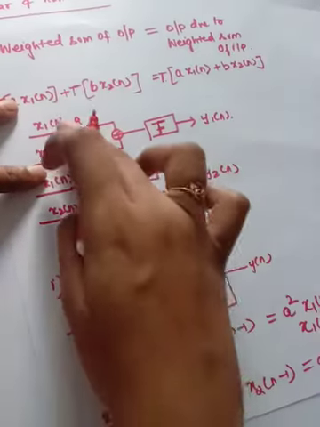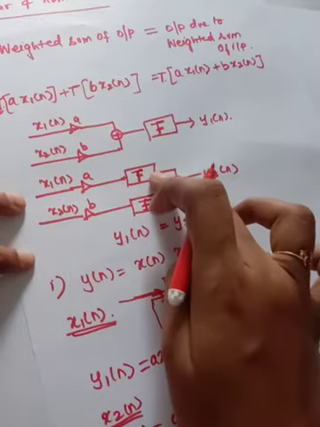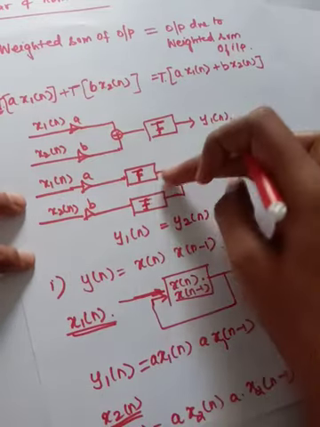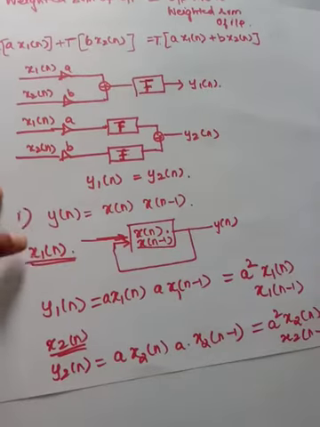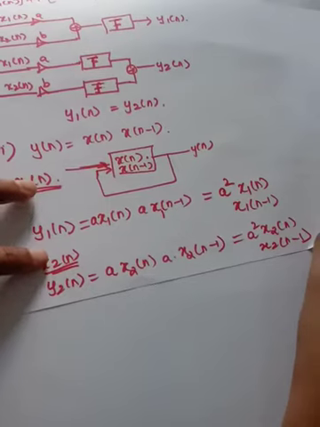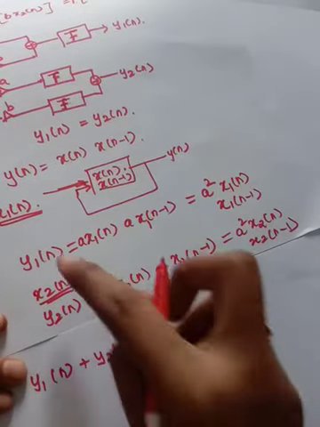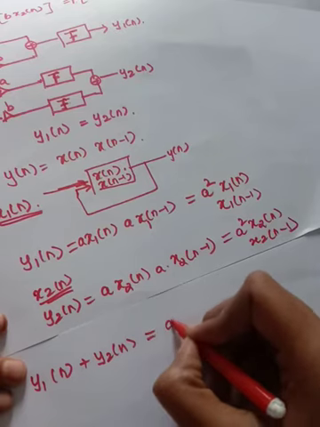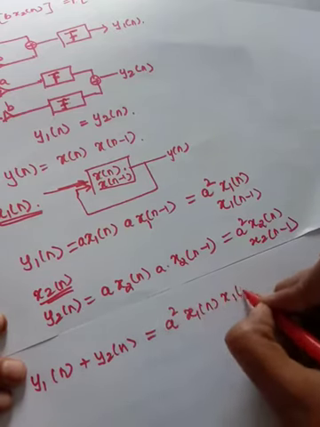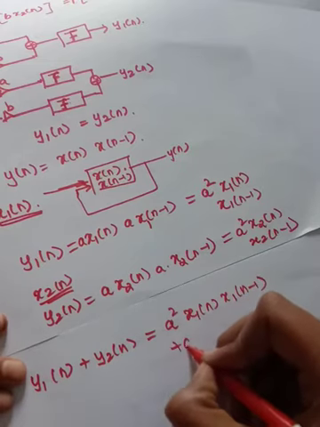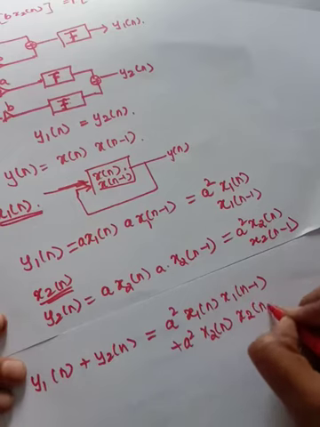I have applied it to a system. This is the system, and finally what we need to do is add the two outputs. So how am I going to add it? y1 of n plus y2 of n, which is nothing but a square x1 of n into x1 of n minus 1 plus a square x2 of n into x2 of n minus 1.